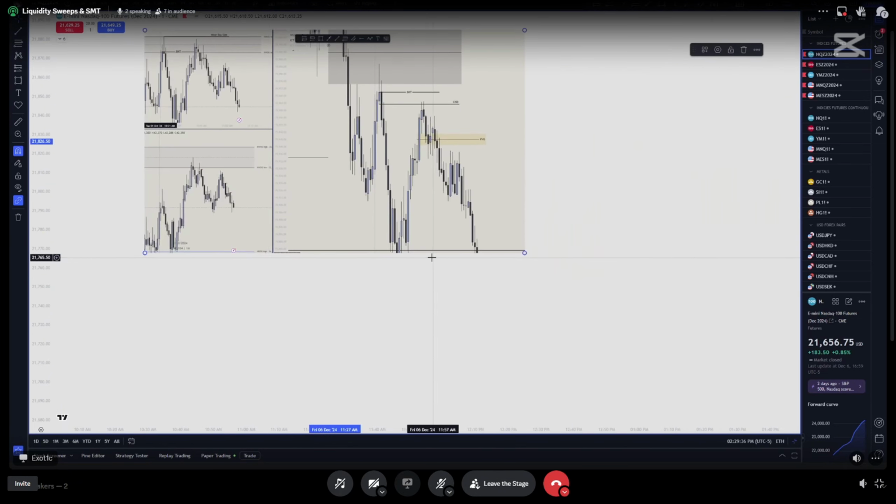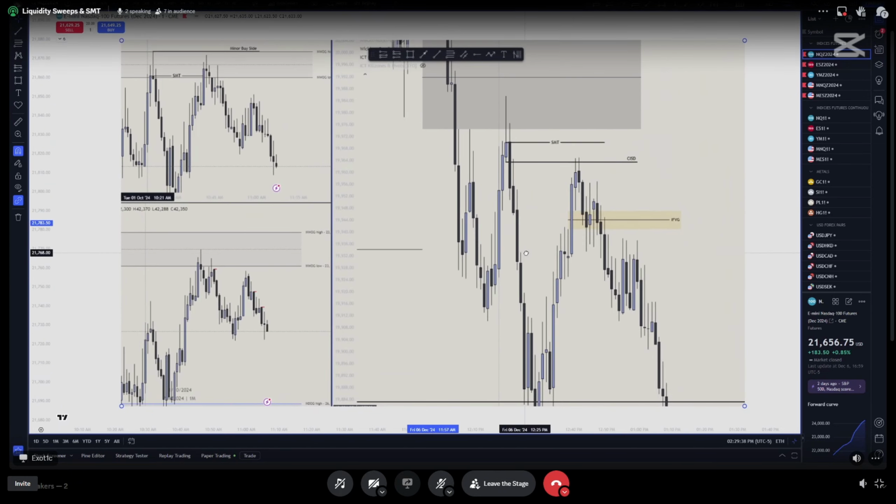I have this picture here, right? What is body SMT here? Right here is going to be ES. This is going to be ES here. And this is NQ right here. Okay. And what we see is that here, right?